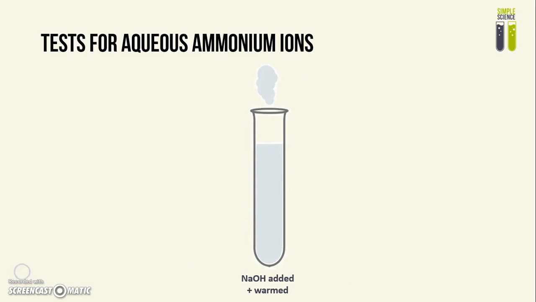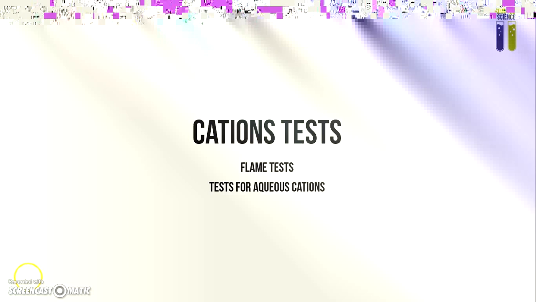solution. For ammonium ions, add aqueous sodium hydroxide to it, then warm the solution and ammonia will be produced, and you will know because there will be a pungent smell.